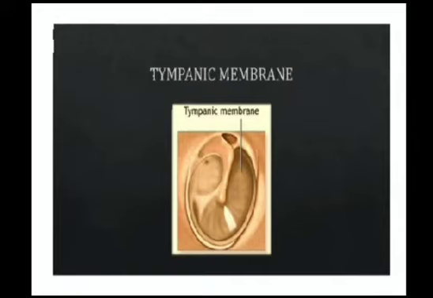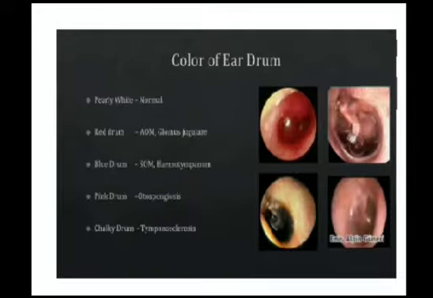Now we are going to talk about the tympanic membrane. We have to look at the color of the eardrum. In a normal eardrum, it is pearly white. In case of AOM or glomus jugulare, the color will be a red drum. In case of SOM or hematotympanum, the color will be a blue drum. In case of otospongiosis, the color will be a pink drum. In case of tympanosclerosis, the color will be a chalky drum.